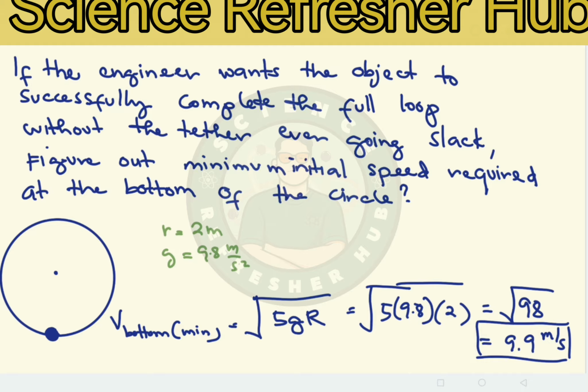And at the same time, if it's lesser than 9.9, of course, it will not survive the circular motion or the circular path. It will not complete the circular path. So this is the minimum threshold of our initial velocity at the bottom. It must be more than 9.9, not lesser than 9.9, in order to complete the loop, because that's the target of our engineer here. The engineer wants the object to successfully complete the full loop, and it needs an initial velocity at the bottom of 9.9 meters per second.